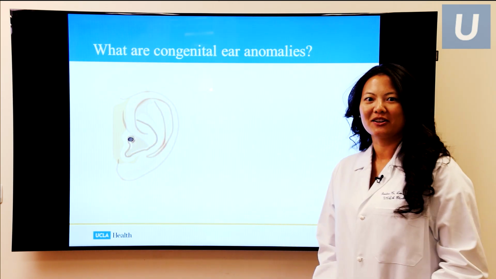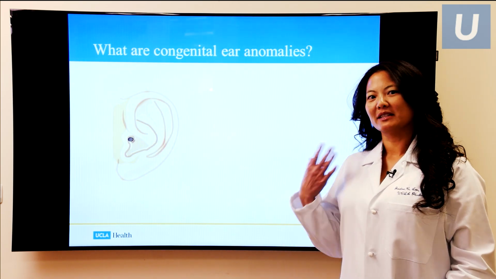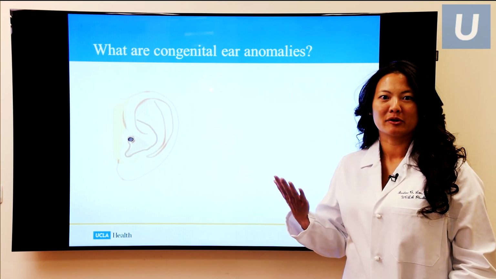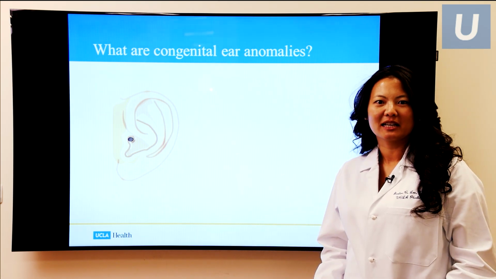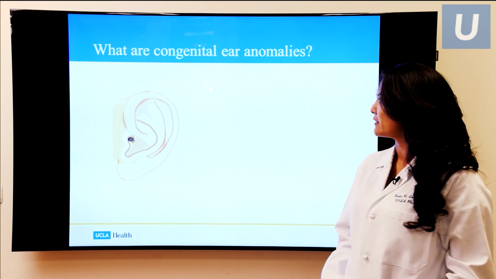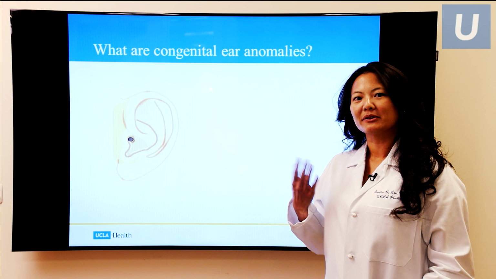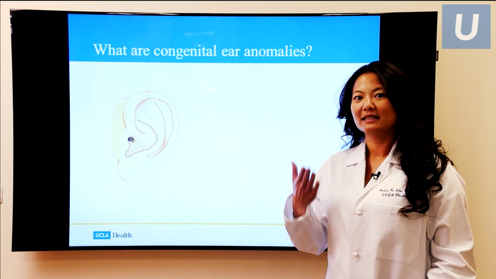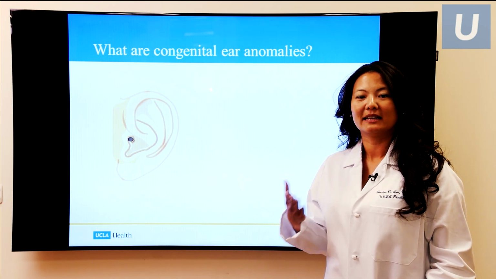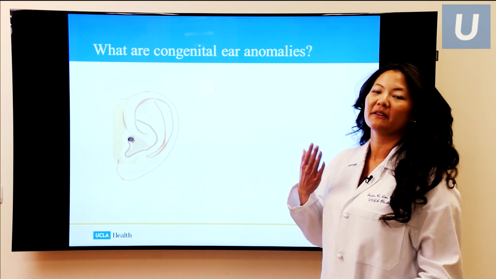So what are congenital ear anomalies? I think before we can start talking about what is an abnormal ear, we should start with talking about what is an actual normal ear. So here you see a typical normal ear, and what causes a person to look at an ear and see that it looks like an ear are a couple of features.